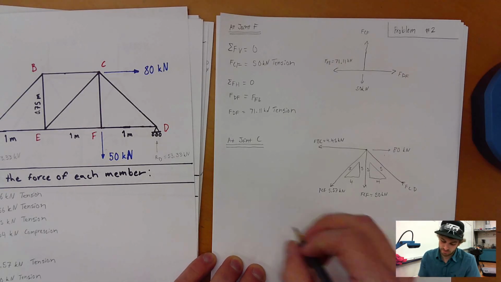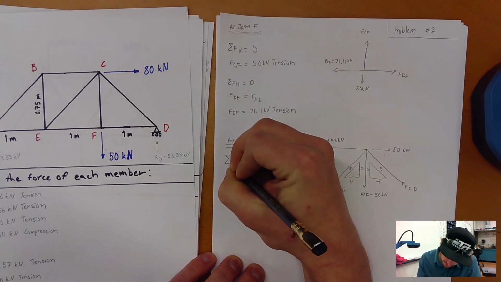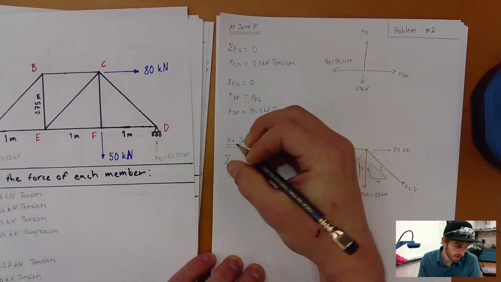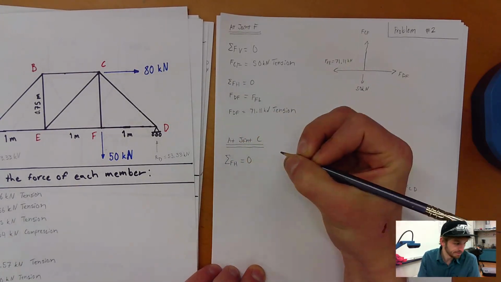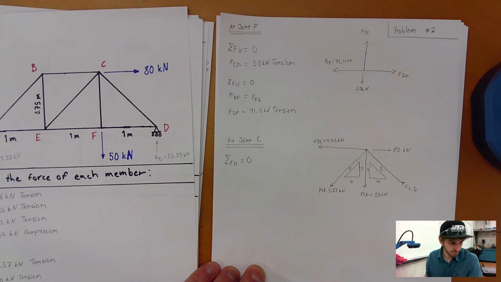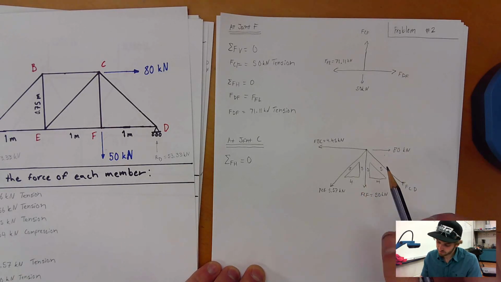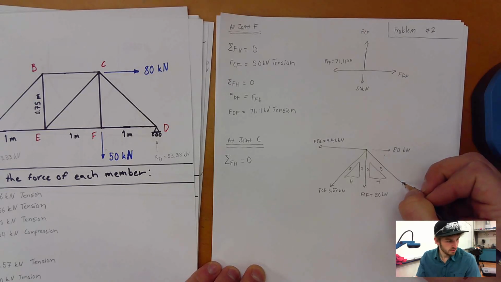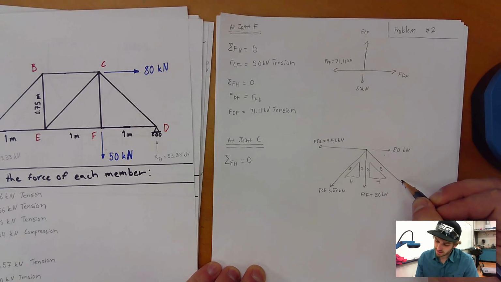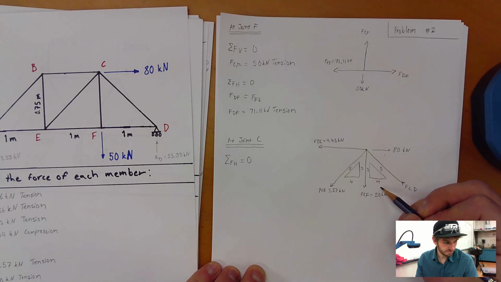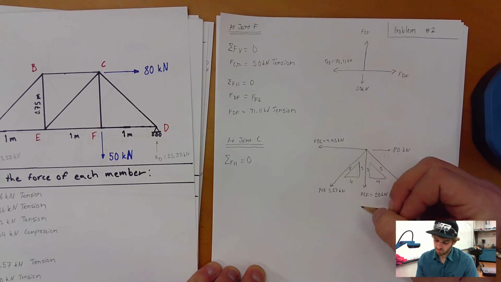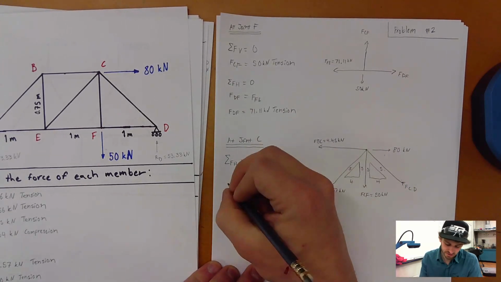But let's break it down. The sum of the forces in the horizontal direction must equal 0. So we need all of these to add together to figure out this one. Let's start with CD. If we have 4/5 of CD, will bring us to CF.